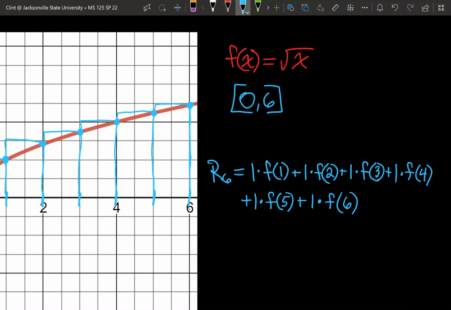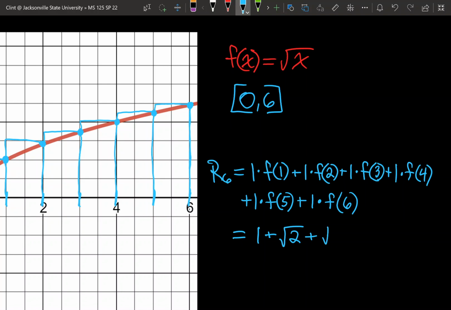So we made it easy on ourselves. The ones don't change anything, so we can get rid of those. Just 1 times everything. So let's figure out our f values here then. So f of 1, what's it going to be? 1, yeah, square root of 1. Square root of 1 is 1. F of 2 doesn't come out nice, but it's square root of 2. So not a nice integer, but it's okay.